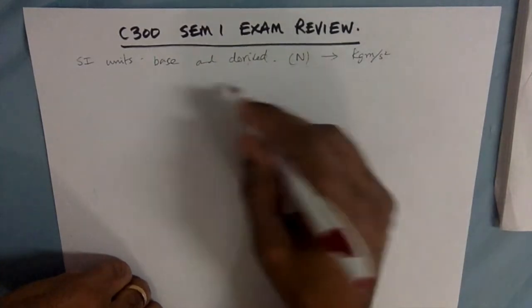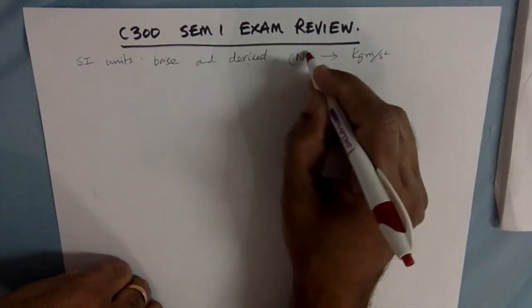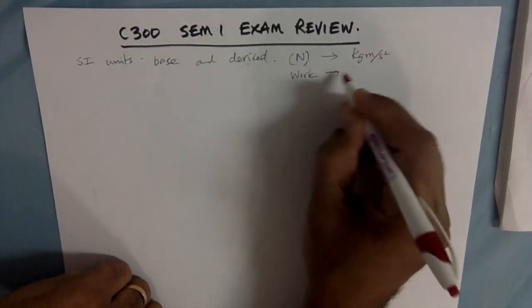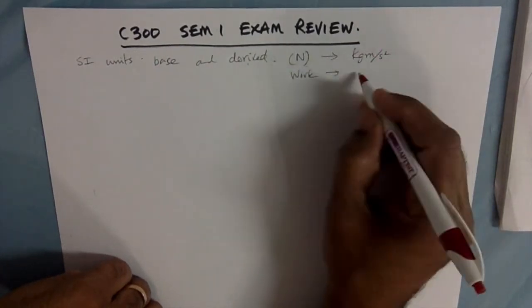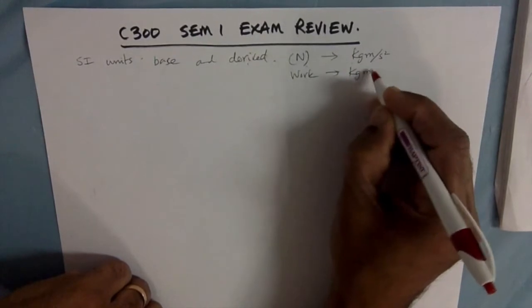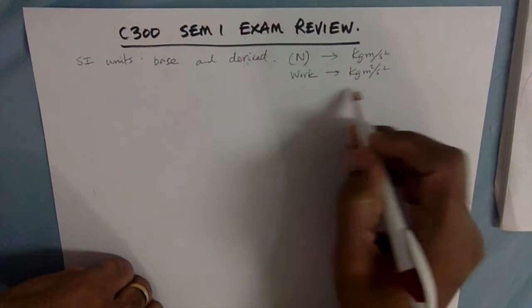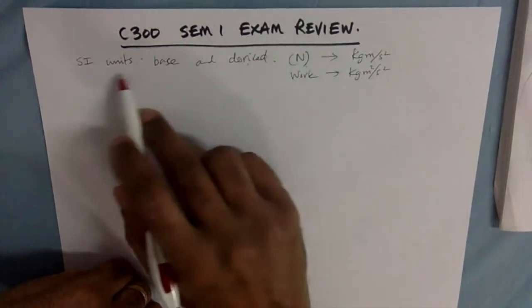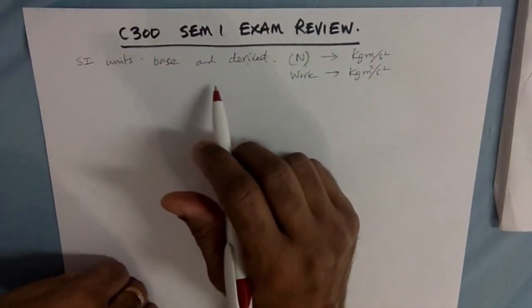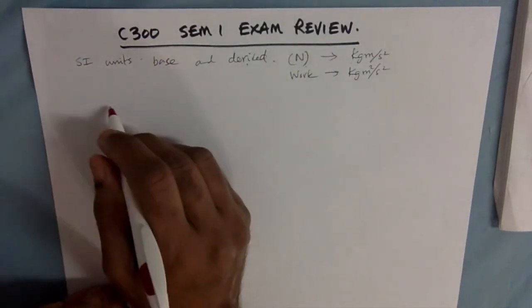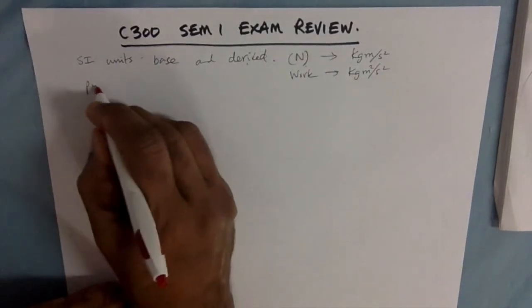So likewise we have other units, like for work it's going to be force times displacement, and that's force already, so you get kilogram meter square per second square. So this is the basic form of the SI units. Then you need to be aware of prefixes.